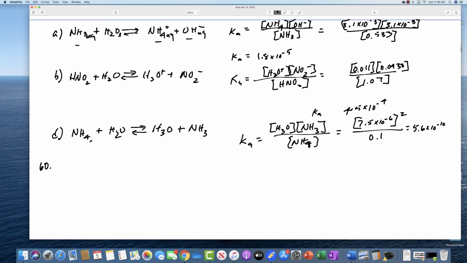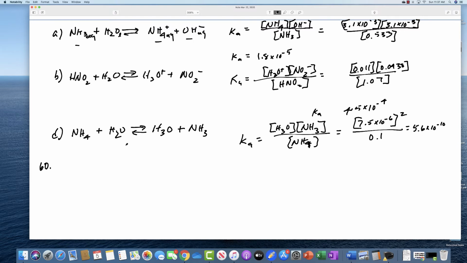Number 60, I actually sent 60A out to you already. 60 is a calculation going, instead of being given the concentrations and working the Ka, you have to look up the Ka in the back of the book and come up with the concentrations. And one of the things that's true about these is when you do that, you can ignore the very low concentration of the product's effect on the concentration of the reactant, which was part of what we had to show.